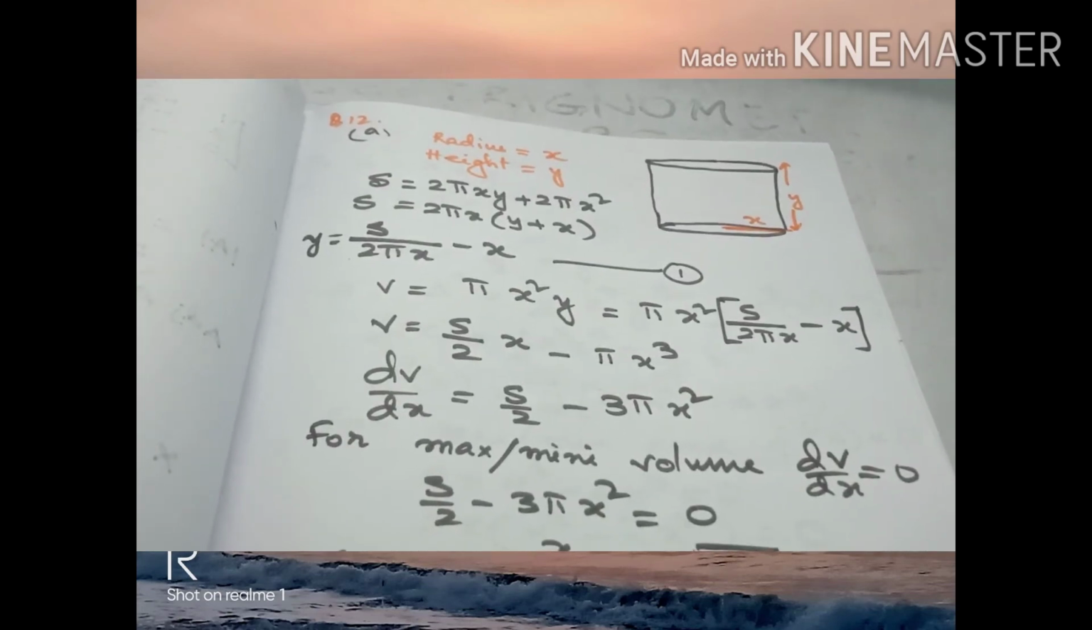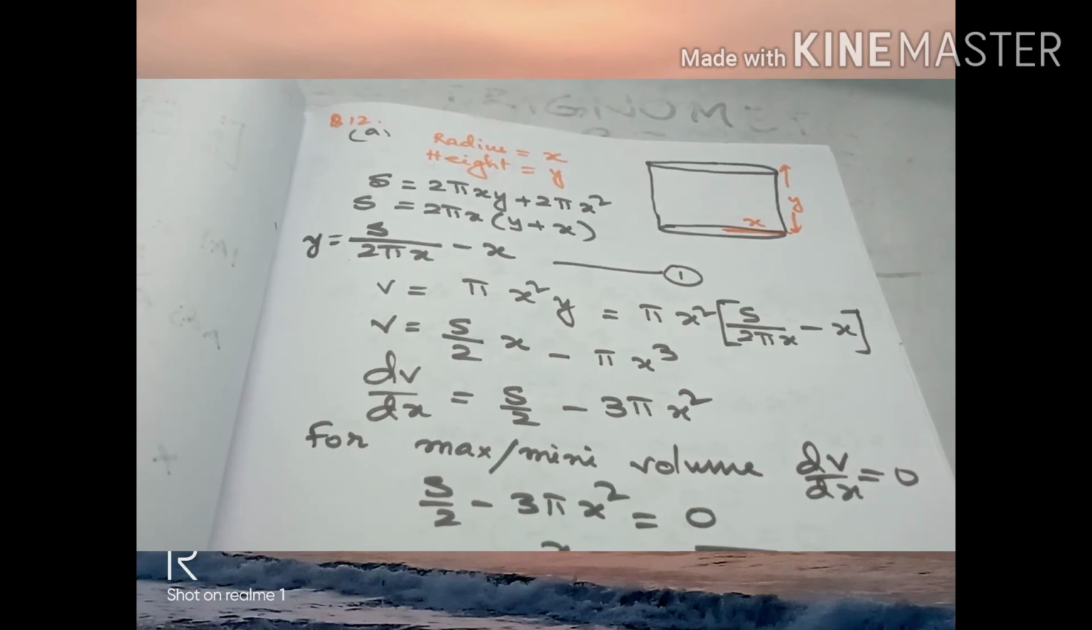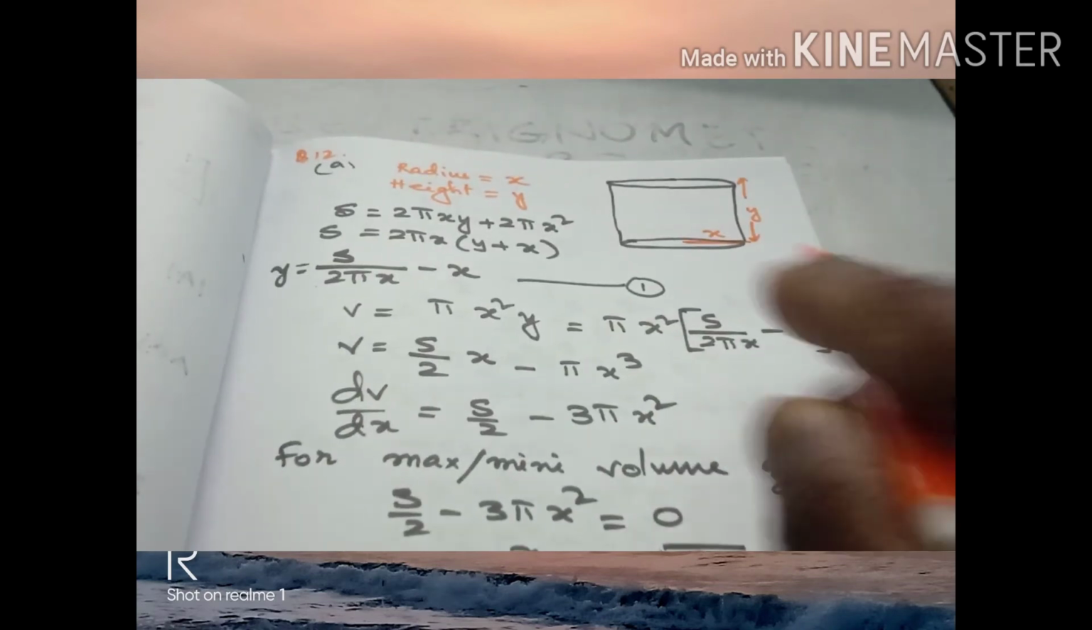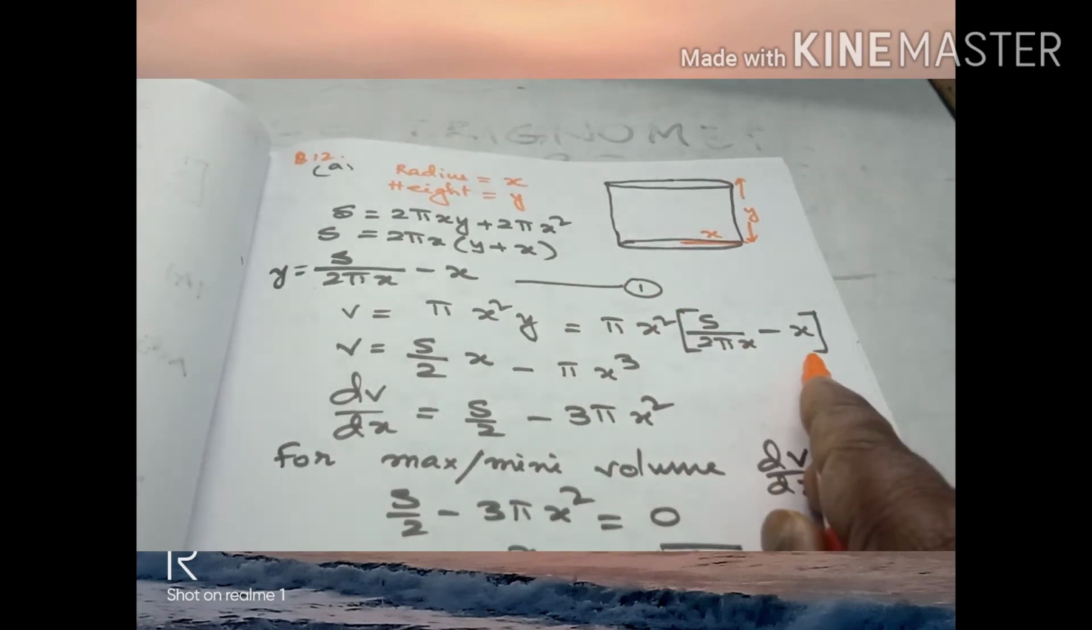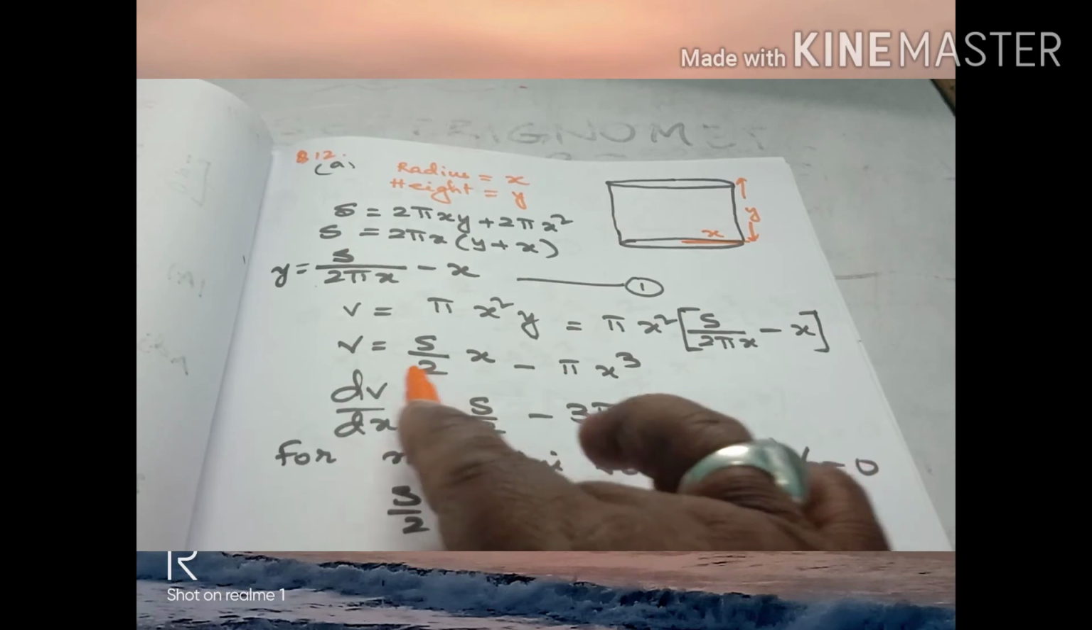Now the volume is given as maximum. So the volume is pi r square h. Putting the value of y from equation 1 and then simplifying, we get this V.